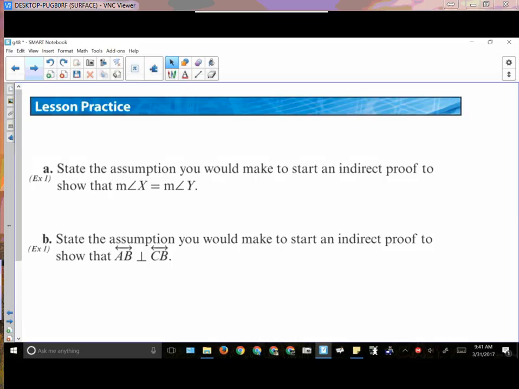So what I want you to do here is I'm going to give you a few moments, and I want you to go and think about these two things. What is it that you would need to do? So Logan, what would I have to assume if I wanted to use this idea of an indirect proof to show that that wasn't the truth for A? What would I have to do?